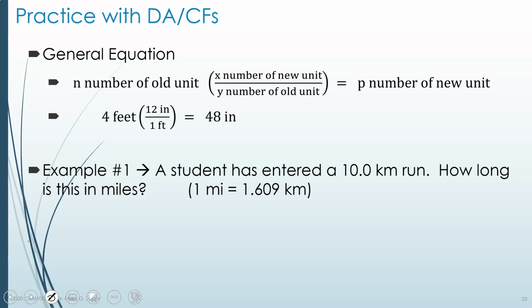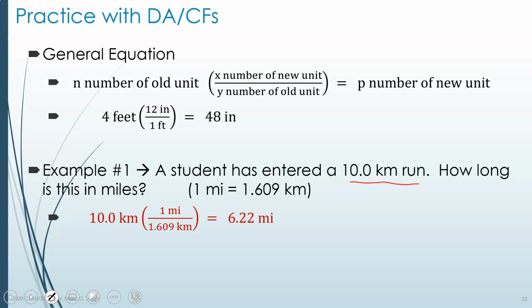So, here's an example. A student has entered a 10.0K run, a 10.0 kilometer run. How long is this in miles? 1 mile equals 1.609 kilometers. Okay, well, we're going to take the thing we have. What is the thing we have? The thing we have is the 10 kilometers. Always start with that and start converting one step at a time.